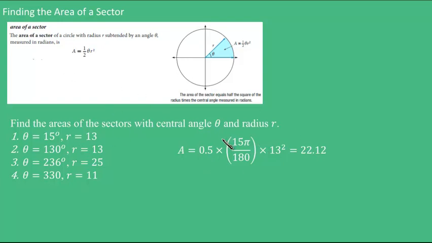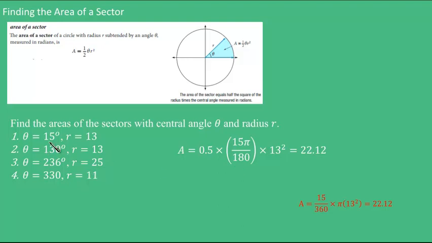So this is called plugging and chugging. We have the angle 15 degrees. Remember, we need to have this in radians, so 15 degrees is how much of 180, and then we multiply it by pi. That gives us the angle, and then we multiply it by the square of the radius, and we get 22.12.